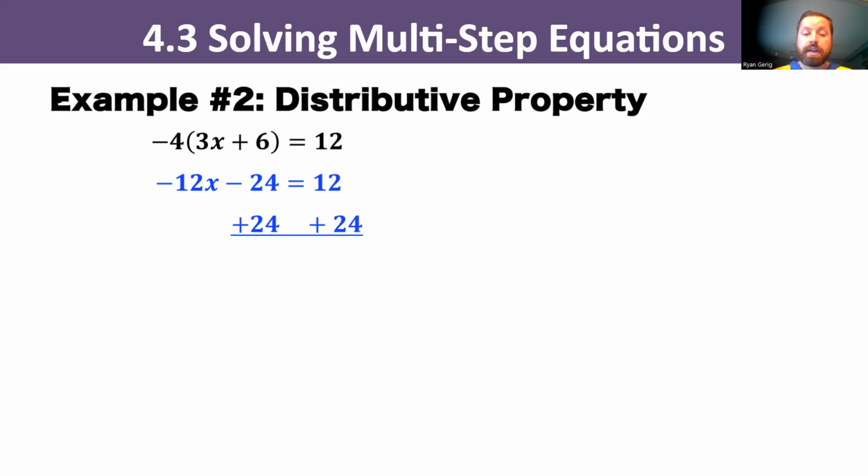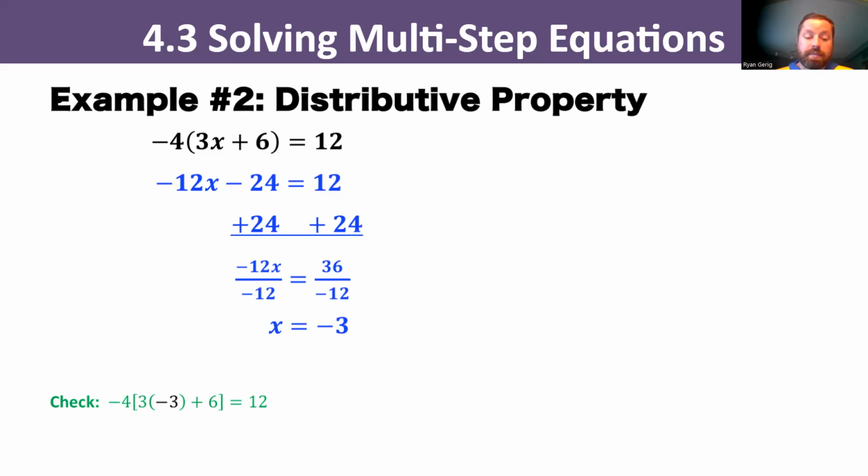So add 24 to both sides, and that gives me negative 12x on the left and 36 on the right. Divide by negative 12, and I get x equals negative 3. Let's go ahead and check it by plugging that in. So negative 4 times (3 times negative 3 plus 6)... I'm putting negative 3 in instead of x, and we're going to simplify the left-hand side and see if it equals 12.